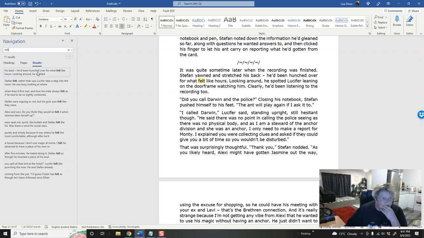So if we click on this first one, we've got this: He'd been hunched over for what felt like hours. I could change that, but I actually won't, because I've already said here that it was quite some time later when the recording was finished. Stefan yawned, that's implying he's tired, and he stretched his back. He'd been hunched over for what felt like hours. So in that case, I felt the word felt was justified. And then it carried on. So what was the next one?